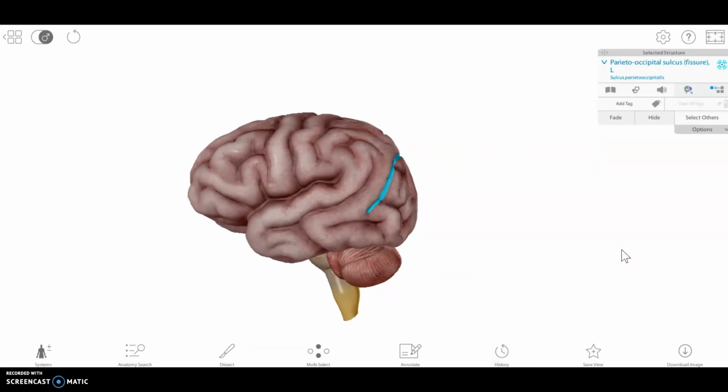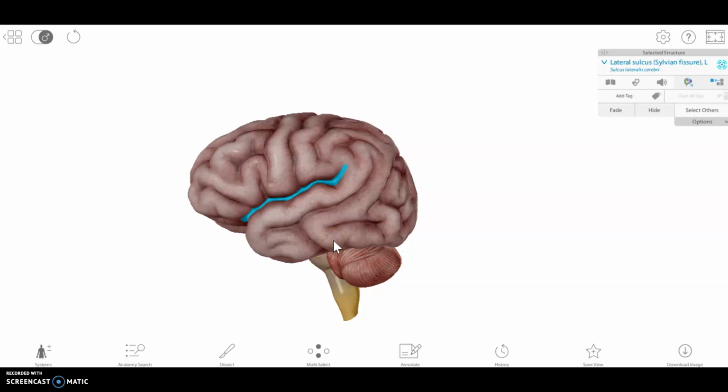Lateral sulcus, did I go over that? Okay, well, your lateral sulcus, since it's not on your word bank, I probably won't test you on it, but this separates your frontal from your temporal lobe, frontal lobe, temporal lobe.